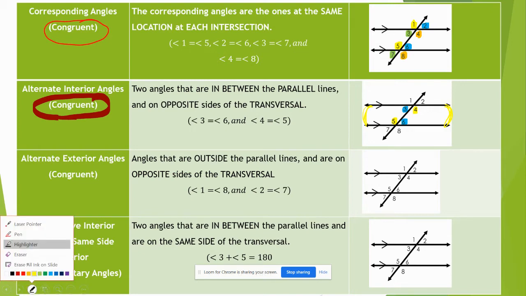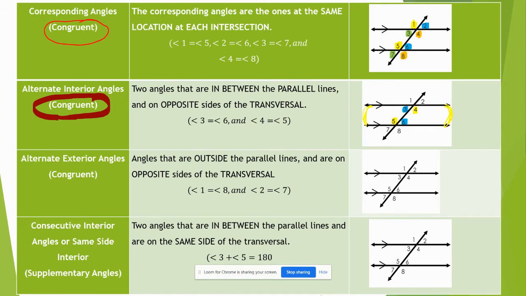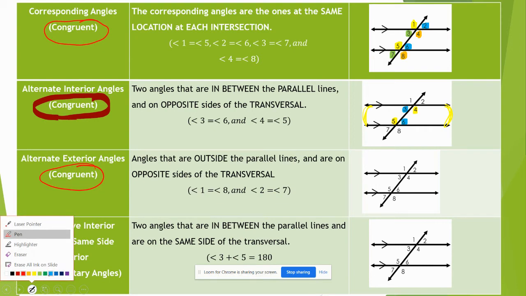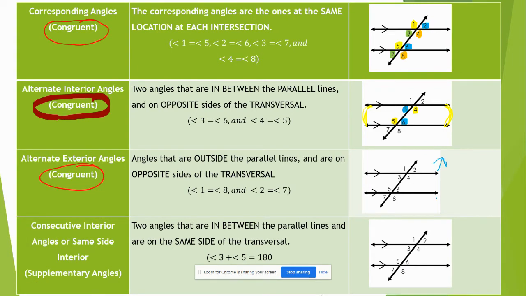Okay, the next one is alternate exterior angles. This is similar to the interior, except now we're looking outside of the parallel lines. They are also congruent, outside the parallel lines and still on opposite sides of the transversal. This time we're only going to be looking at the numbers outside of the parallel lines. So 1, 2, 7, and 8. We're not looking inside.